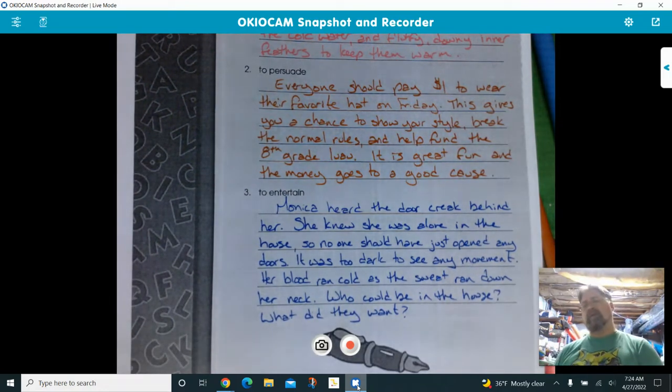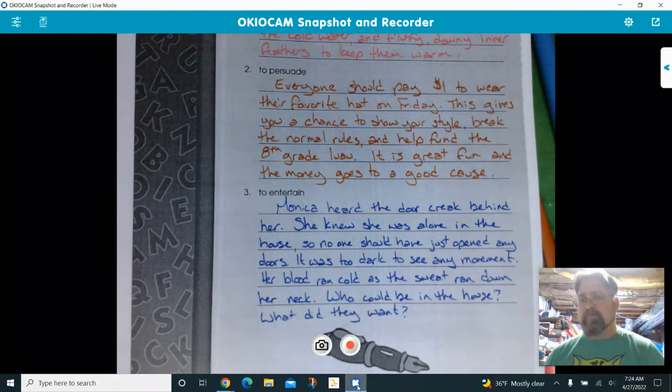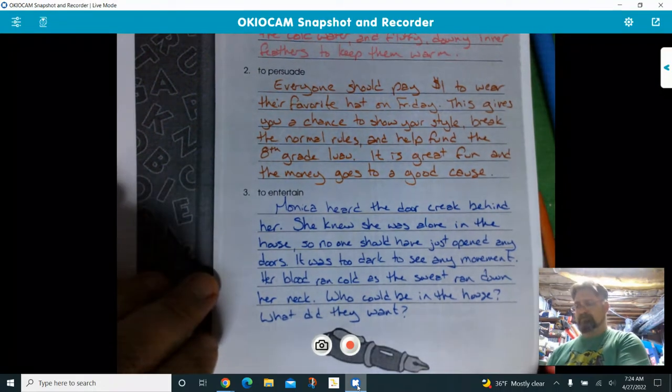Write a paragraph, 3 to 5 sentences. If you need to use another sheet of paper, use another sheet of paper. That's fine.